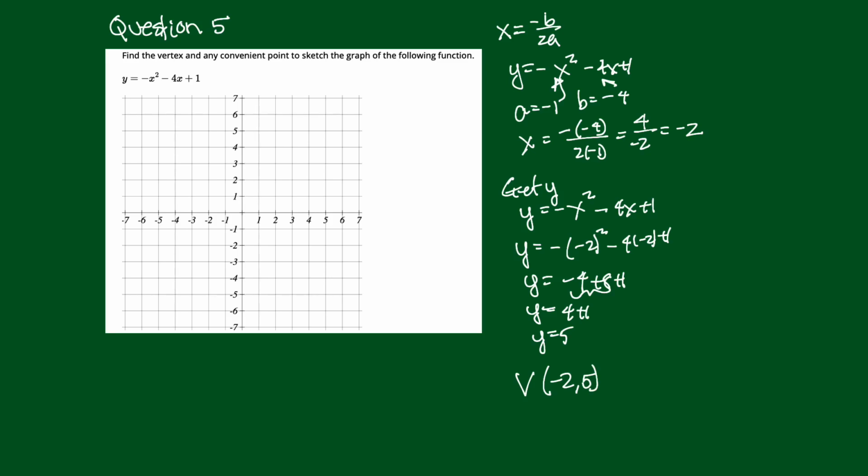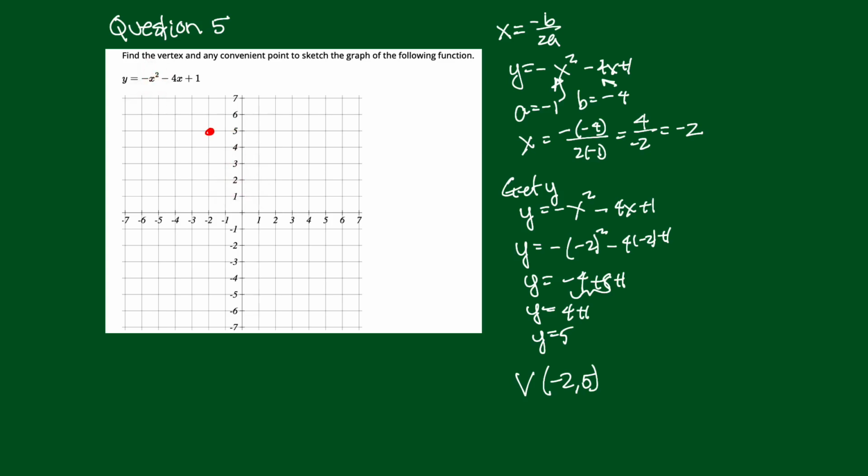Let's plot that point. Negative 2, up 5. Now, I know this opens downward, and I know what parabolas do. It opens downward. So I'm going to go over 1, square it, down 1. Over 2, down 4, square it.